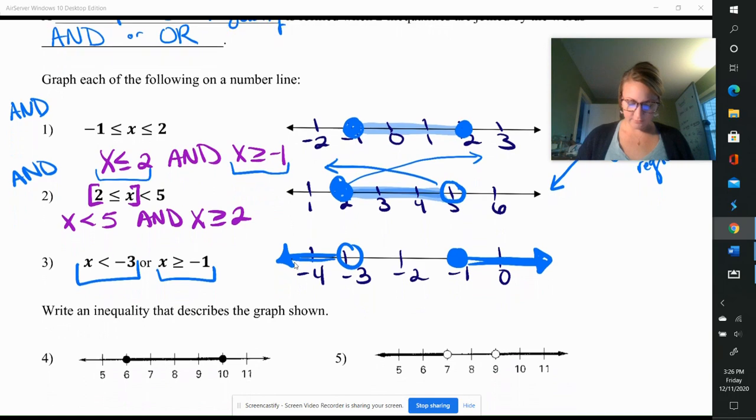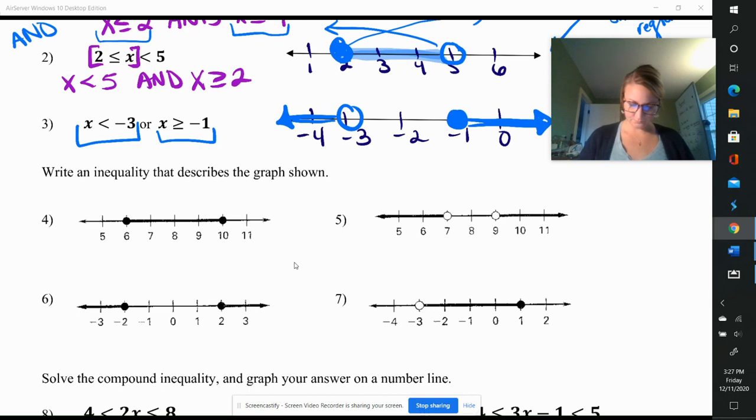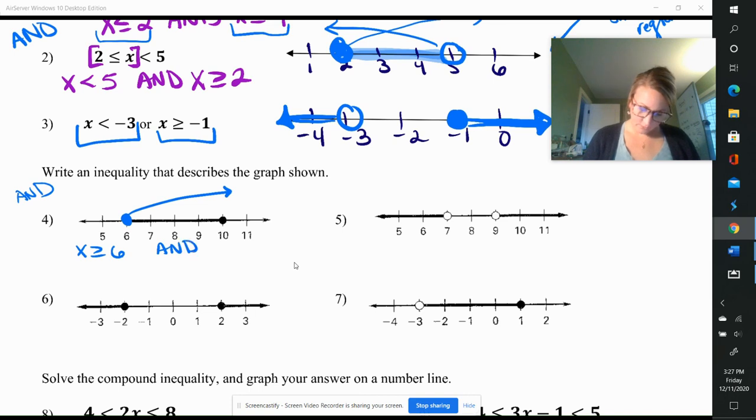Now let's look at a graph and write the inequality. So number 4, we know it's an and, right? Because it's shaded, we have that overlapping region and it's shaded in between. So let's start with the left side. For this to be the overlap, it would have to be x is greater than or equal to 6. And for this to be the overlap, we would have had to shade to the left for 10, so less than or equal to 10.